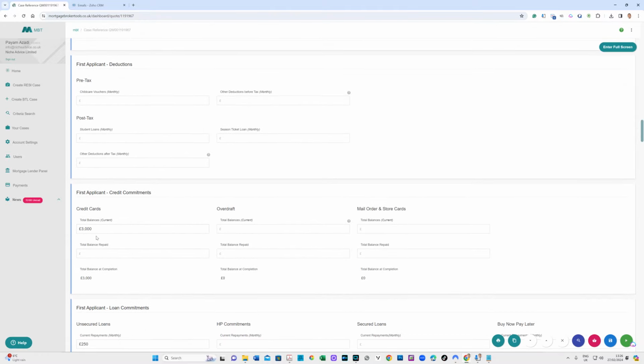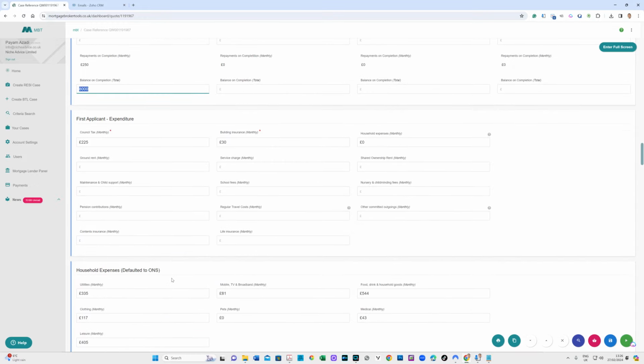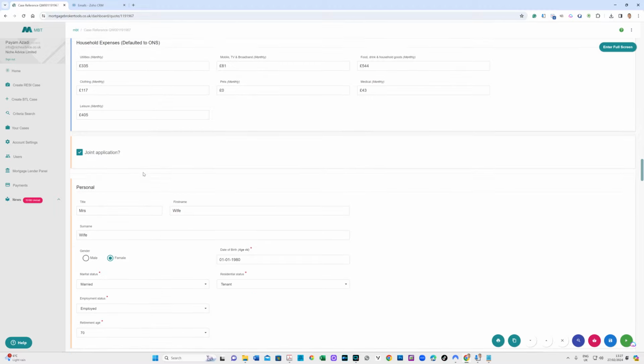He's got £3,000 credit card debt, which is not going to be paid. And we've got potentially a car loan of £250, which is not going to be paid, with the balance of £8,000. I've made an assumption around the council tax and buildings insurance of £30. Then the onerous data figures that our system uses has brought in some data figures for this scenario. Okay, so here's the utilities and so forth, and they're going to remain the same. Sometimes they'll move up depending on the number of children we've got.